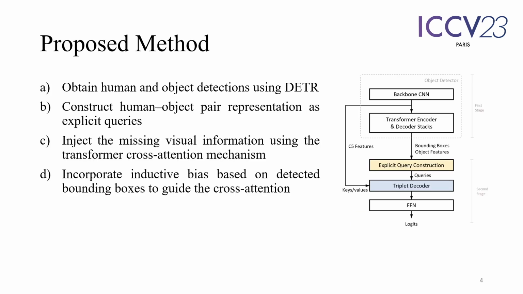We adopt the two-stage detection paradigm in this work. We first use DETR to detect the humans and objects in a scene, and then construct human-object pair representations by fusing the object visual features and a spatial representation based on their bounding box coordinates. We use this representation as the query in a subsequent decoder. As these queries are constructed instead of learned, we refer to them as explicit queries. In this triplet decoder, we propose to guide the cross-attention mechanism using the bounding box information as spatial inductive bias.